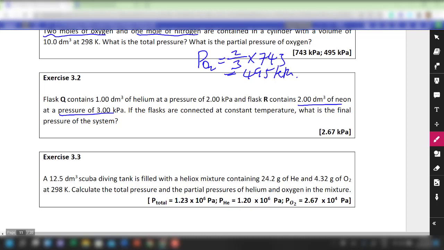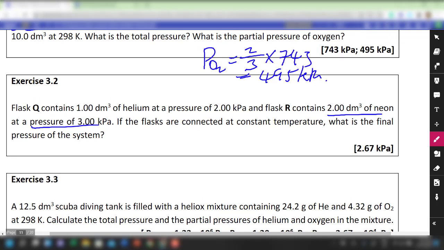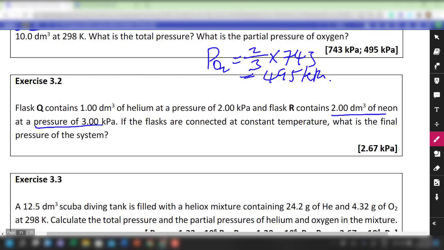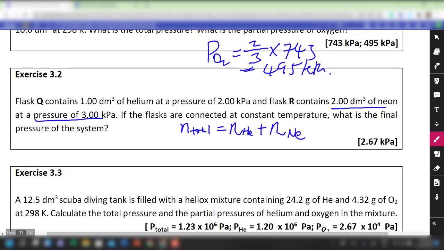Okay, so again, there are really a lot of ways to do a question like this. It can be a fast way, or it can be a slow way, depending on how you want to go about doing it. What you can do is, first you need to know that the total number of moles is made up of the total number of moles of helium and the total number of moles of neon. This is something you need to know right at the start.